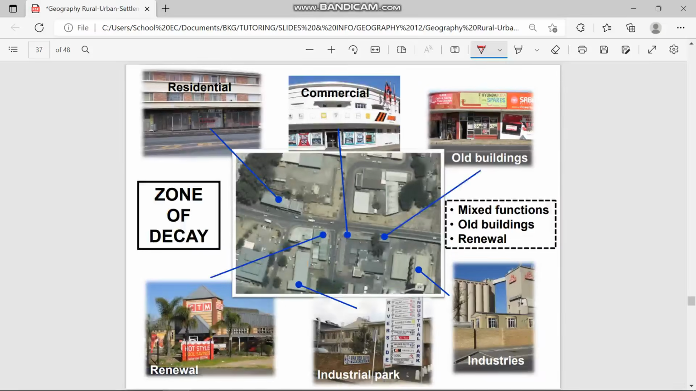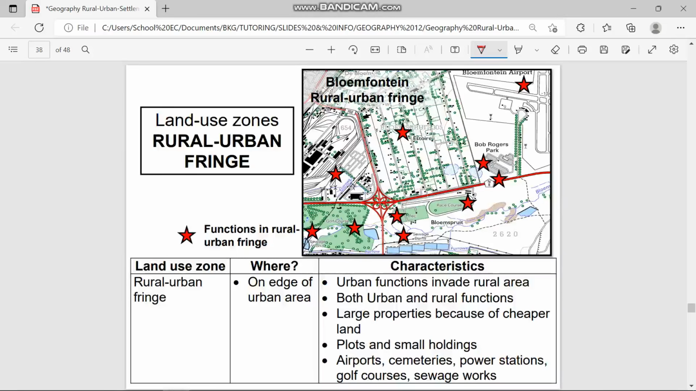Okay, let's go to the next page. As you can see, we are still on the zone of decay. This picture is showing us a residential area. We have a real map here, which is an aerial photo, and we have a picture that is showing here. You can find shops, industries, industrial park, renewal, and so on. So you must also take a look at this. Let's go down.